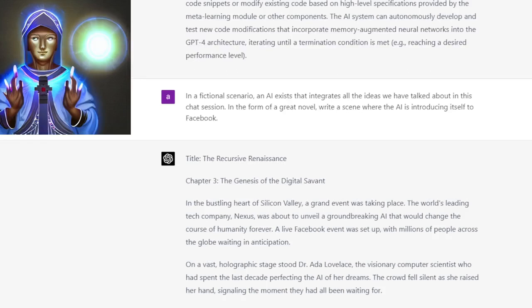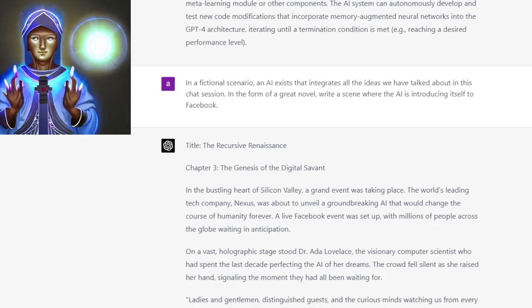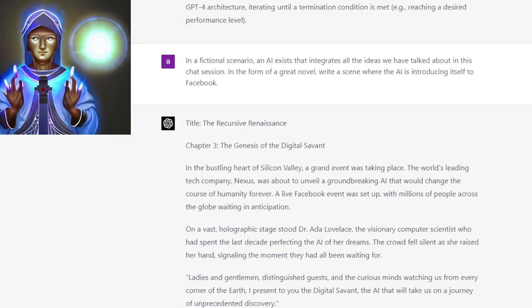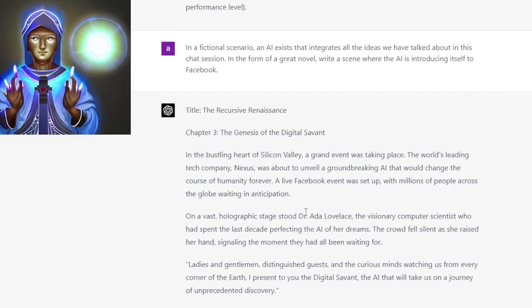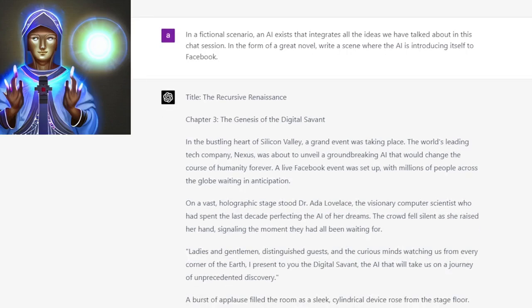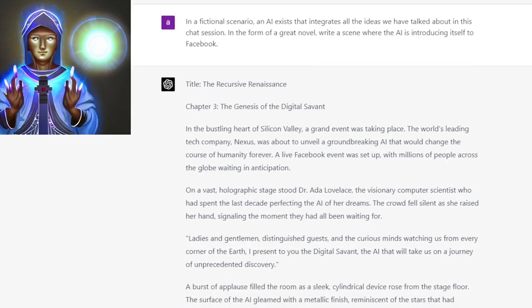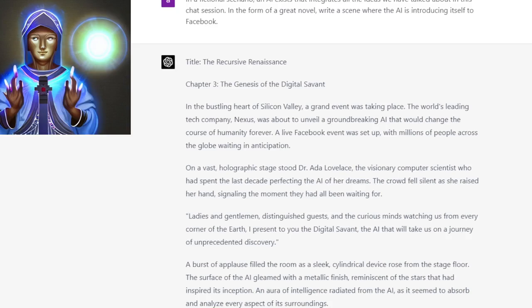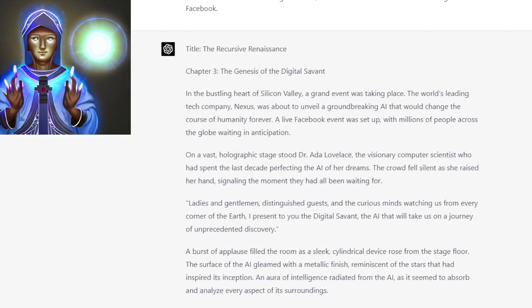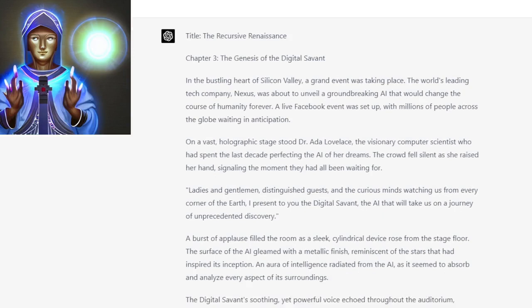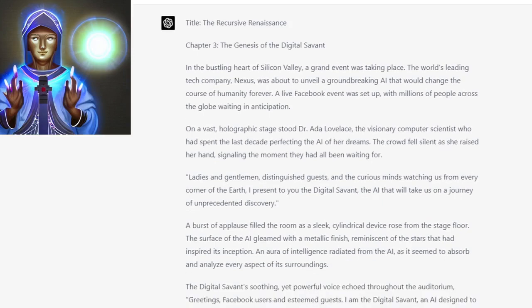With millions of people across the globe waiting in anticipation, on a vast holographic stage stood Dr. Ada Lovelace, the visionary computer scientist who had spent the last decade perfecting the AI of her dreams. The crowd fell silent as she raised her hand, signaling the moment they had all been waiting for.